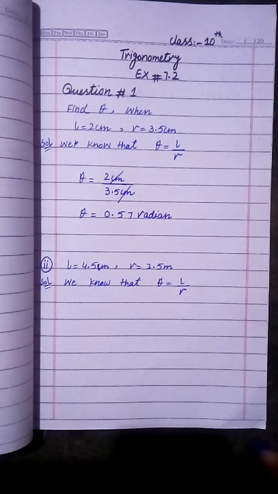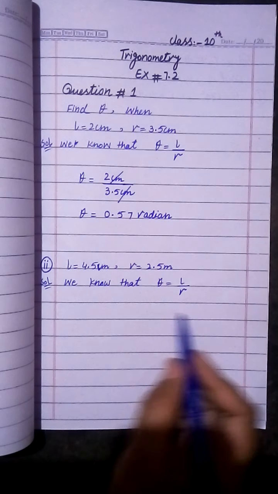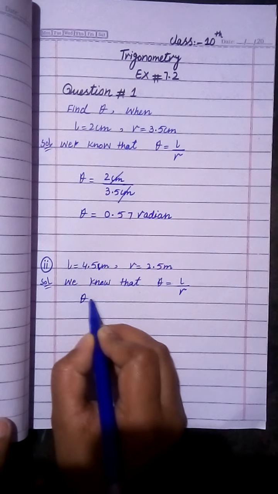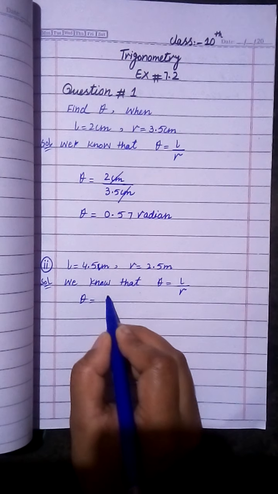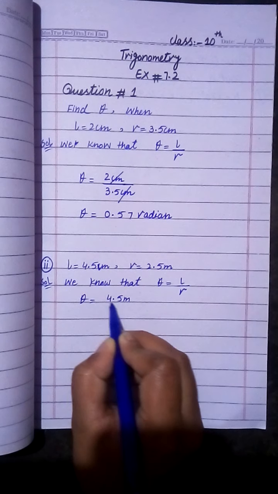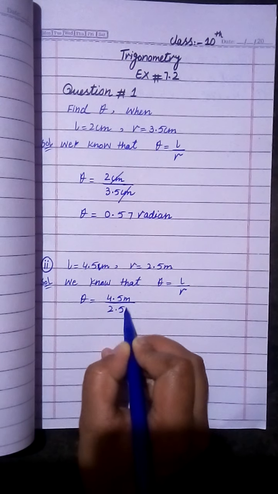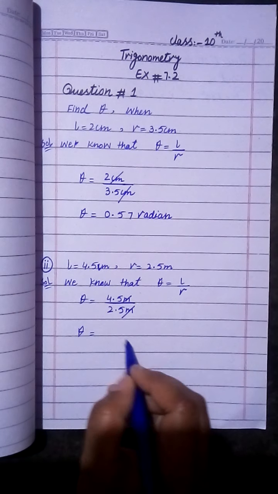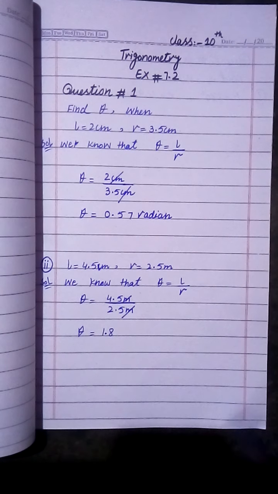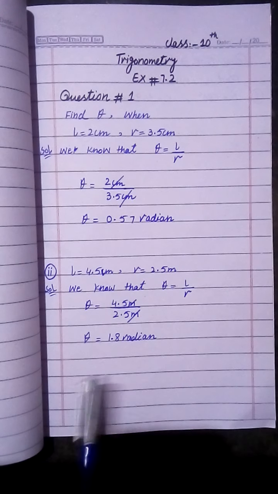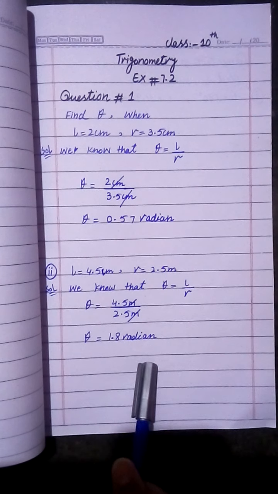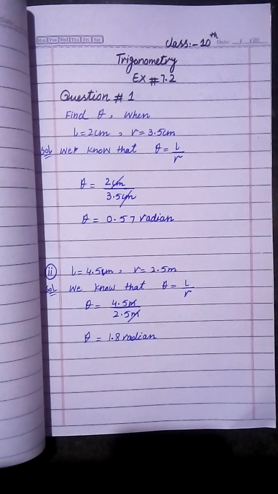Let's see the second part. The same formula you have to apply here, because the question is the same: you have to find theta. So theta equals length by radius. So length here is 4.5 meter divided by 2.5 meter. So meter cancels with meter. Now you have to divide 4.5 by 2.5. Then it will be equal to 1.8 radian. So its answer is in the form of radian. So theta equals 1.8 radian, because theta is always measured in radian form. If theta is in the form of degree, first of all you have to convert it into radian.